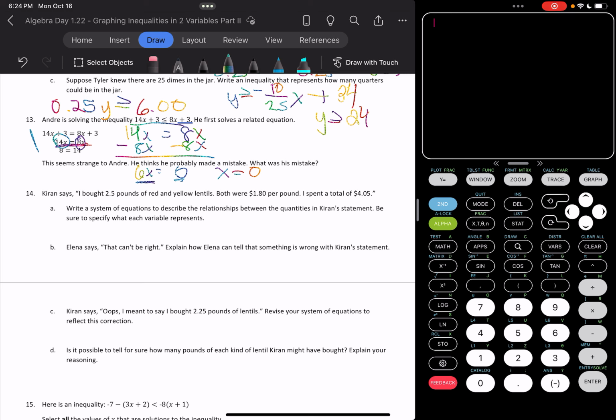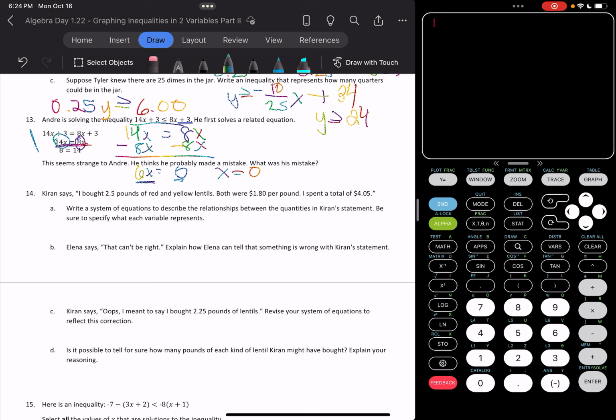All right, number 14, Karen says, I bought 2.5 pounds of red and yellow lentils. If you don't know what lentils are, they're kind of like little beans. Both were $1.80 per pound. I spent a total of $4.05. Write a system of equations to describe the relationship between the quantities in Karen's statement. Be sure to specify what each variable represents. So make sure you tell me what they are, okay?